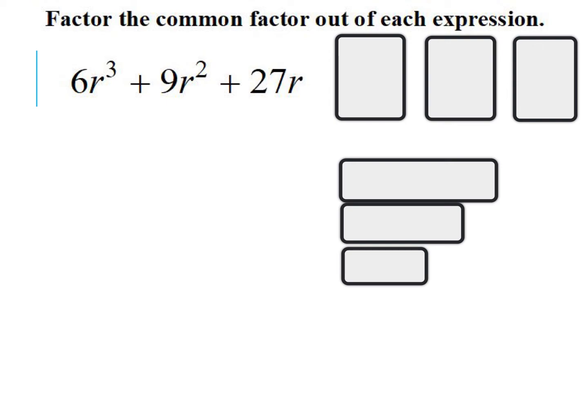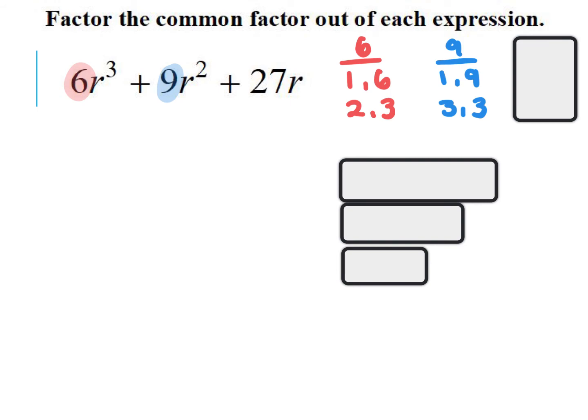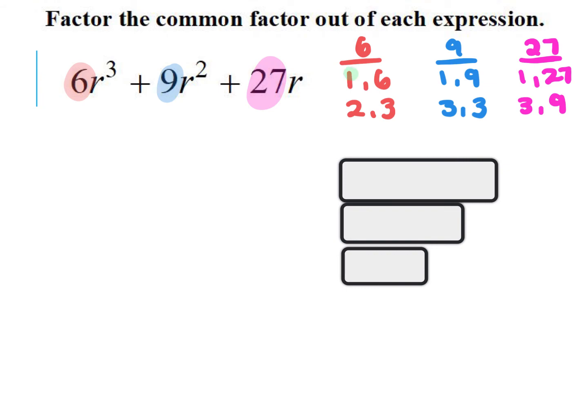In our last example, I'm again going to start by listing my factor pairs of the coefficients. So for 6, I list the factors of 6, which are 1 and 6 and 2 and 3. Then I can list the factors of 9, which are 1 and 9 and 3 and 3. And lastly, I can list the factors of 27, which are 1 and 27 and 3 and 9. Now for common factors, all these have a factor of 1 and a factor of 3. So the greatest common factor is 3.